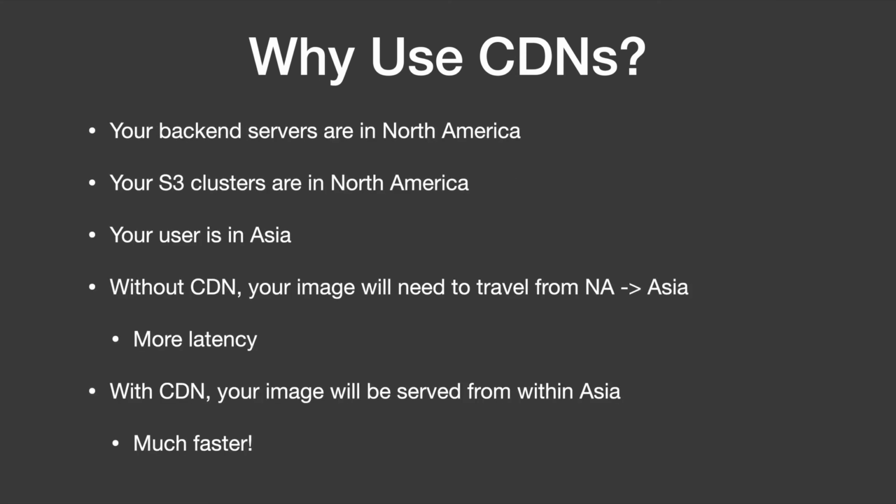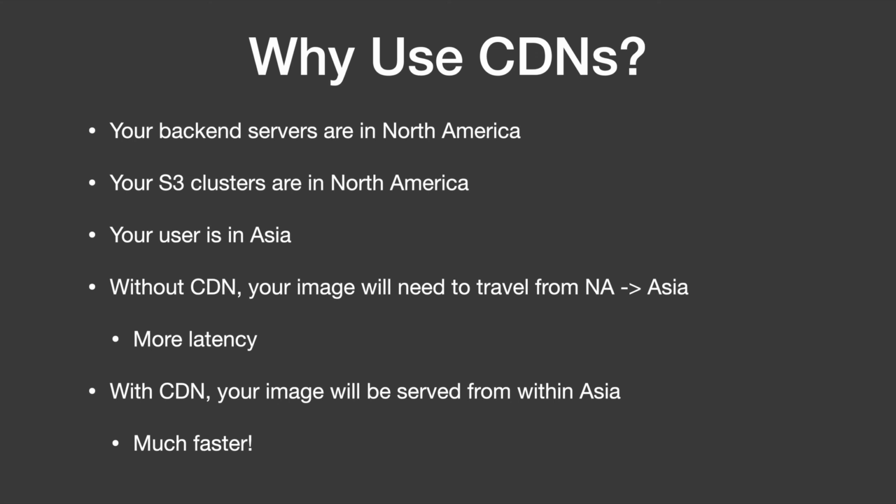Let's say all your backend servers are in North America. Your S3 clusters are also in North America. Now let's say you have a user who lives in Asia. In a world without any CDN, when the user requests the image, it needs to travel from North America all the way to Asia. That's a long trip that the image has to make before the user can actually see it. Of course that means more latency, more chances of failure, and overall just not a very good user experience.